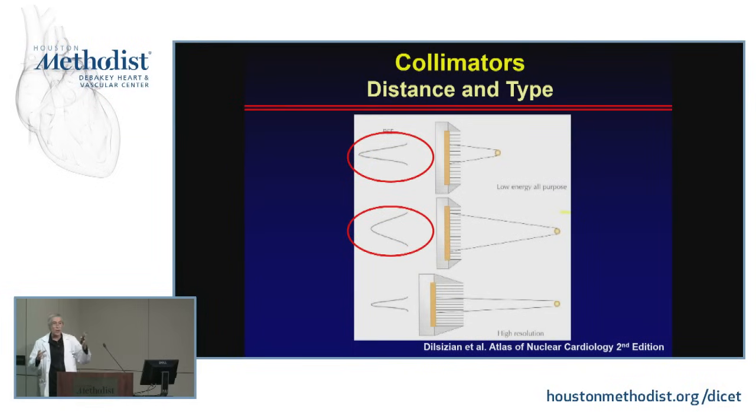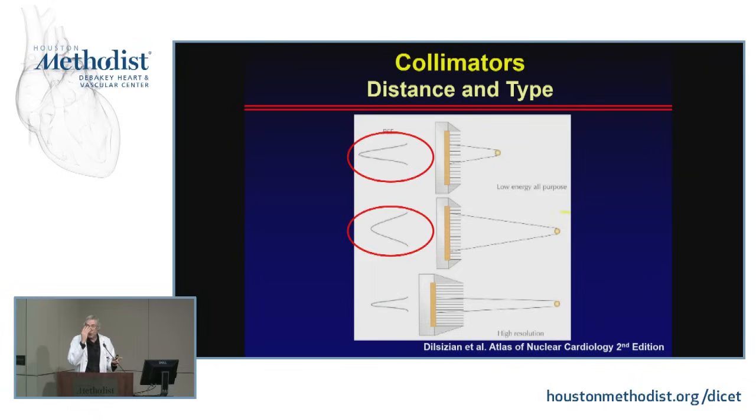Now, when we do imaging, we always try to contour the camera as close to the chest wall as possible, okay, because that improves not our sensitivity. It's a misnomer in terms of how many extra counts you're going to get having the camera closer to the patient. What you improve is your spatial resolution, okay?